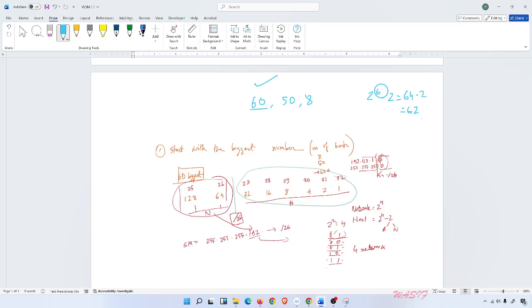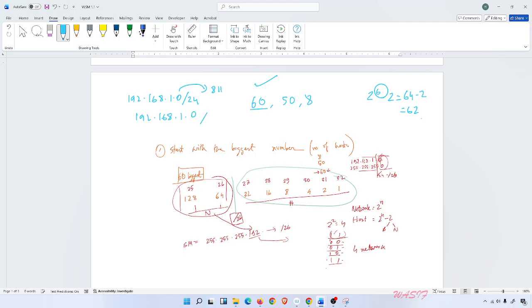So if I take this number, 192.168.1.0/24, how many host bits do I have here? There are 8 host bits. But how many host bits do I need?